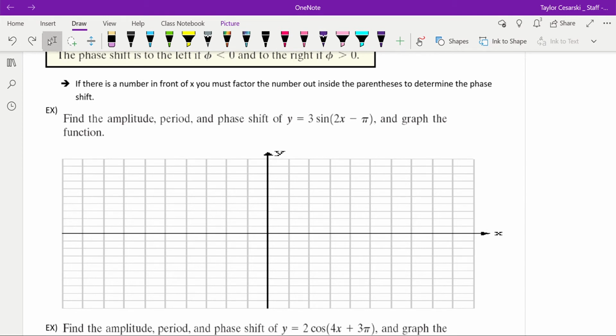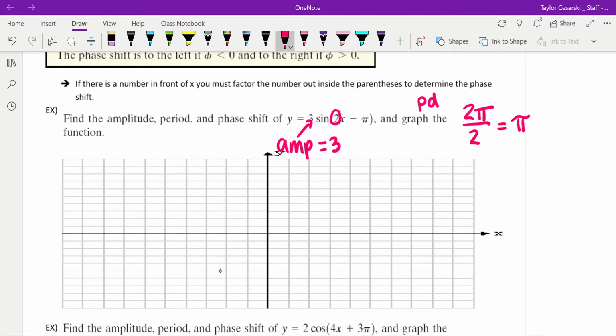The first one says find the amplitude, period, and phase shift of 3 sine of 2x minus pi and graph the function. First, the amplitude, we remember, is just my number in front. So my amplitude is going to be 3. Now the period, remember for sine and cosine, it's going to start with 2 pi. This is my period, but then I have to divide it by whatever number's in front. So my period here is just going to be pi.